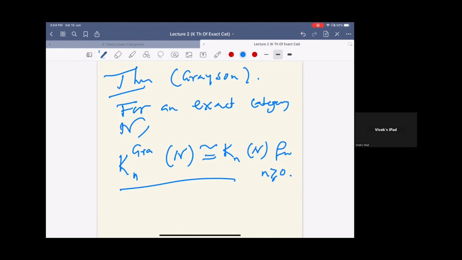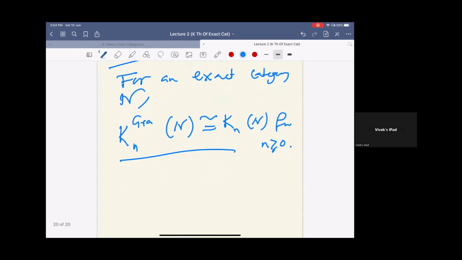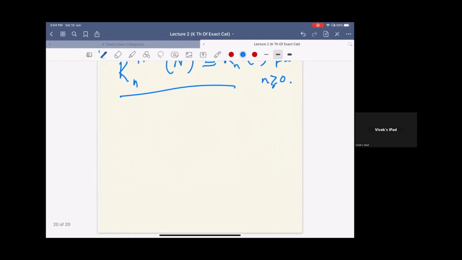All right. So using this Grayson technique, we can prove our resolution theorem for higher K groups. Is that definition clear? I hope yes. Okay. So we'll finish by giving a sketch of the proof of the resolution theorem.